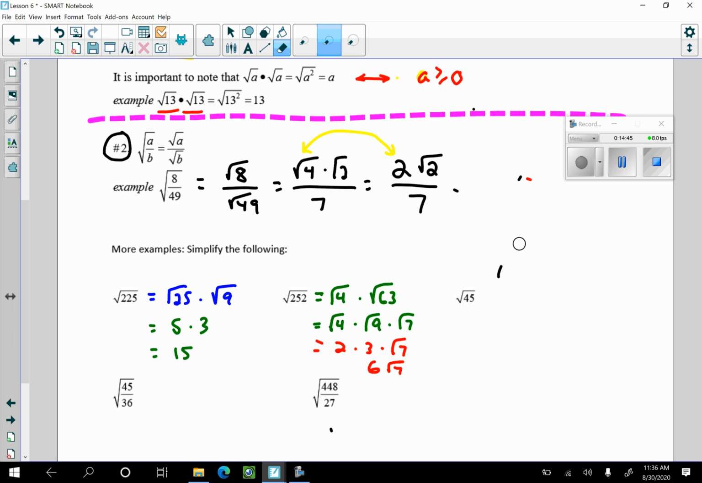I think 45 is an easy example. Let me erase this little stuff here that's annoying. The square root of 45 is going to be a simple one. That's going to be the square root of 9 times the square root of 5. The square root of 9 is 3, so 3 square root of 5. That, ladies and gentlemen, is a pretty simple one.